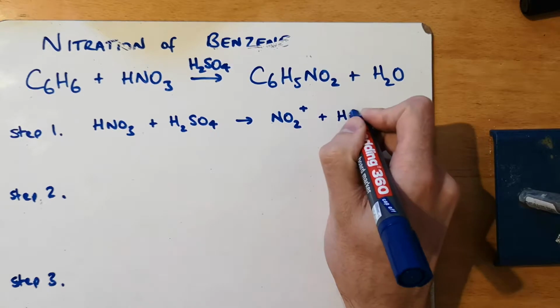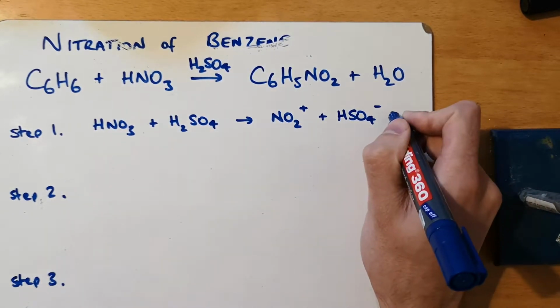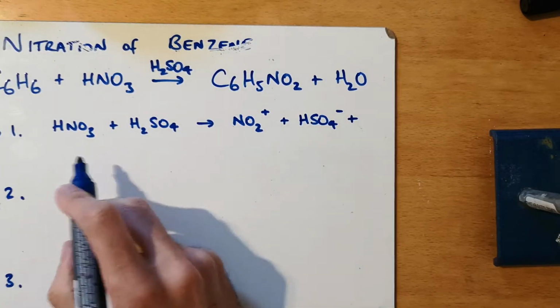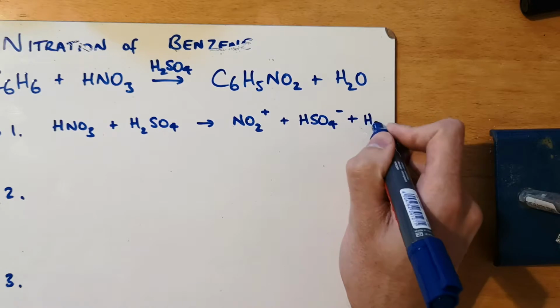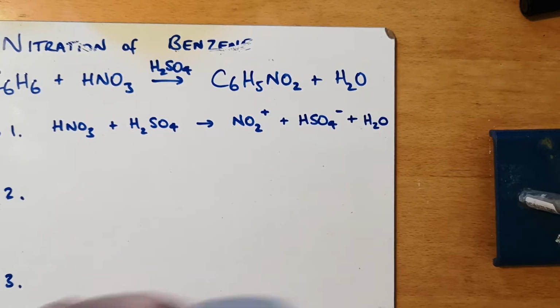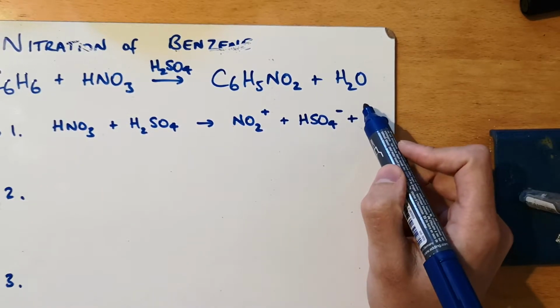It's also going to form this HSO4 minus ion, and we'll also check that we'll balance that out. We're going to get some water. So that's our first step, and we can see here that that's our water up here that's going to get produced.